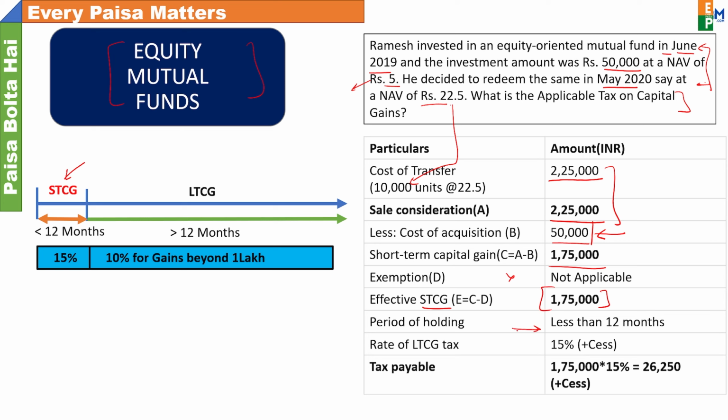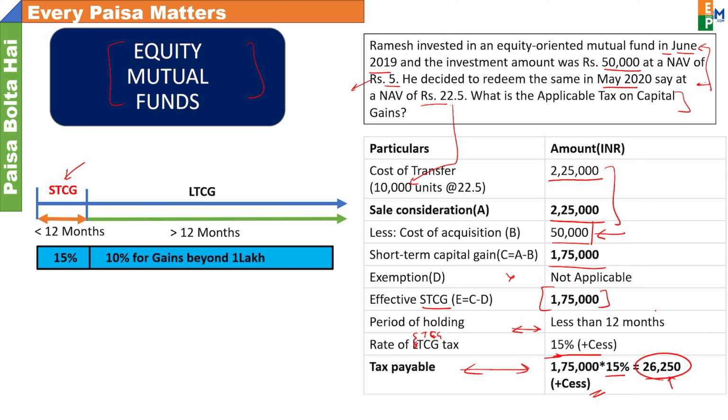Since the period of holding was less than 12 months, it was short-term capital gain. And the rate for short-term capital gain will be 15% plus cess. Okay, so that's what it is going to be. He is going to be charged, and thus the tax payable will be 1,75,000 into 15%, which is equal to 26,250 rupees plus applicable cess, which currently is 4%.